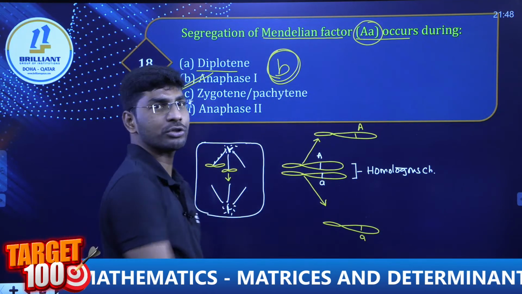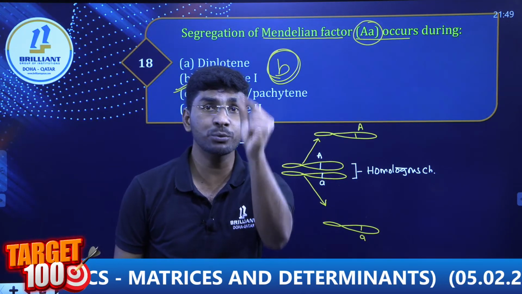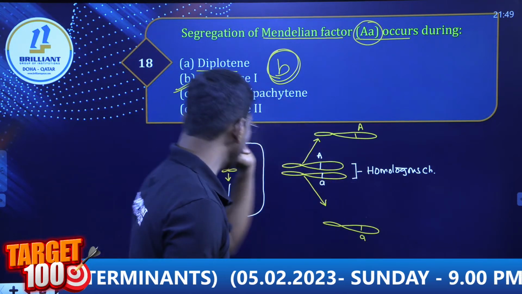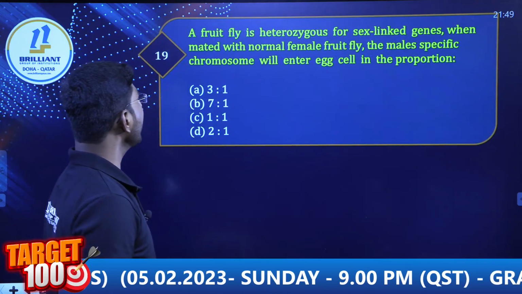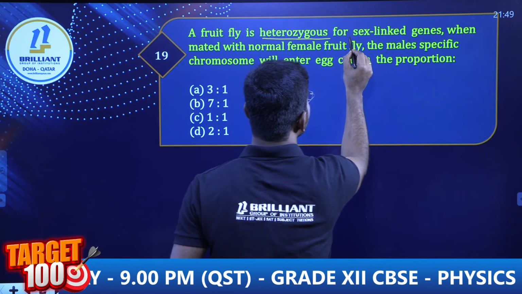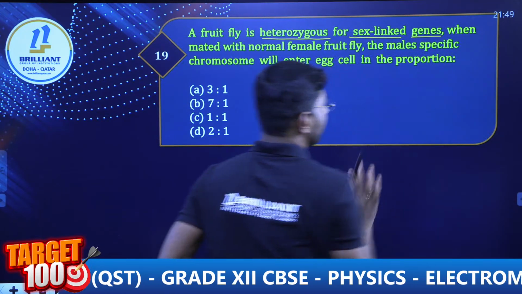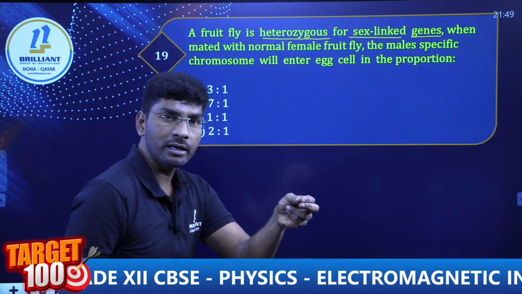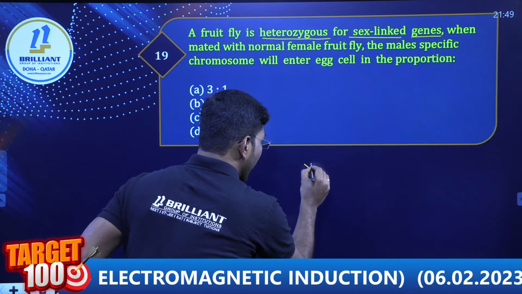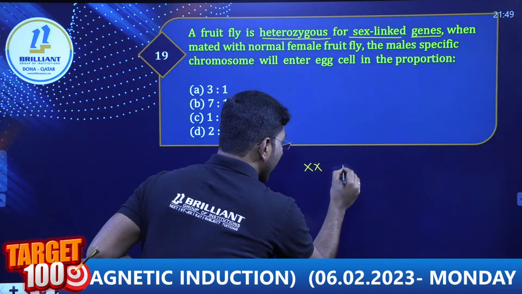Remember this type of question. Anaphase 1 of meiosis 1, they separate. Am I clear? Next question. Can you do this? A fruit fly is heterozygous for a sex-linked gene. Fruit fly, what type of sex determination? XX, XY. I'm writing here XX and XY.